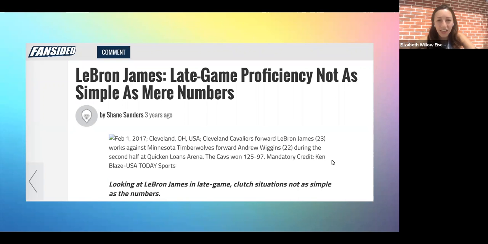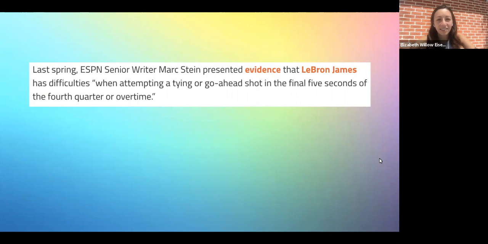So it's called LeBron James, Late Game Proficiency Not as Simple as Mere Numbers. So this is February 2017, and the spring before then, ESPN senior writer Mark Stein had presented evidence that LeBron James had difficulties, quote, when attempting a tying or go-ahead shot in the final 5 seconds of the fourth quarter or overtime. So at the end of the game, this ESPN senior writer presented some type of evidence saying that he didn't think LeBron James's proportion of successes was as high as other people's.